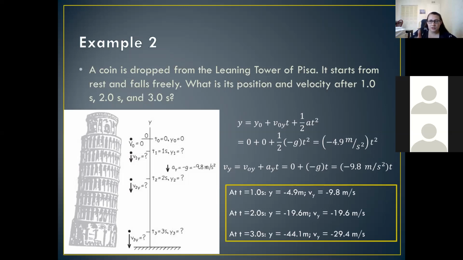So at 2 seconds, we plug 2 in for t, and we get a y position of negative 19.6 meters and a y velocity of negative 19.6 meters per second. And then if we plug in 3 for our time, we get a position of negative 44.1 meters and a velocity of negative 29.4 meters per second.